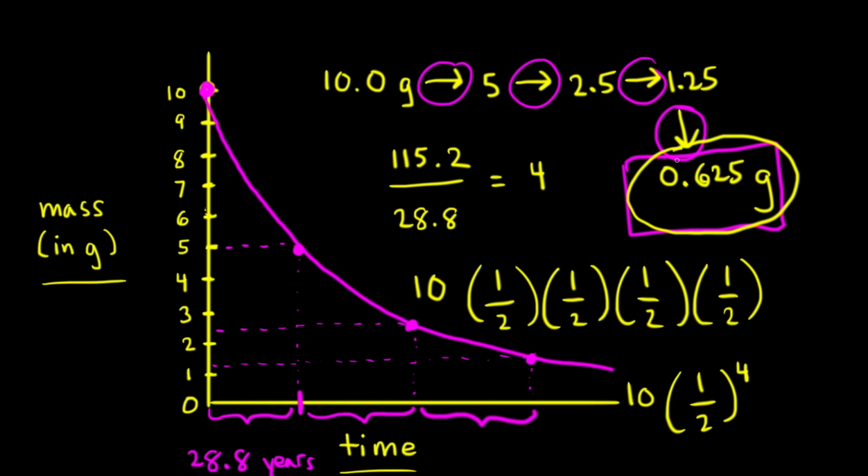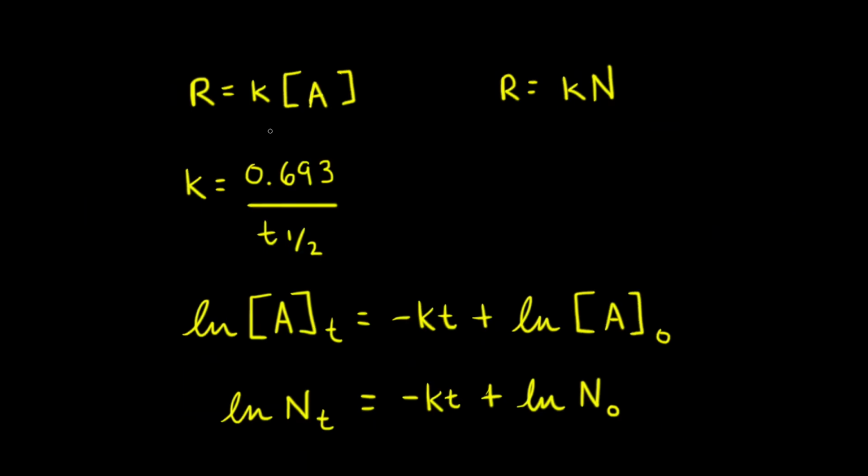115.2 years. For a chemical reaction with reactant A that's first order, the rate law says that the rate of reaction is equal to the rate constant k times the concentration of A to the first power. Since radioactive decay is a first-order process, we can write that the rate of decay is equal to the rate constant k times N to the first power, where N is the number of radioactive nuclei in a sample.